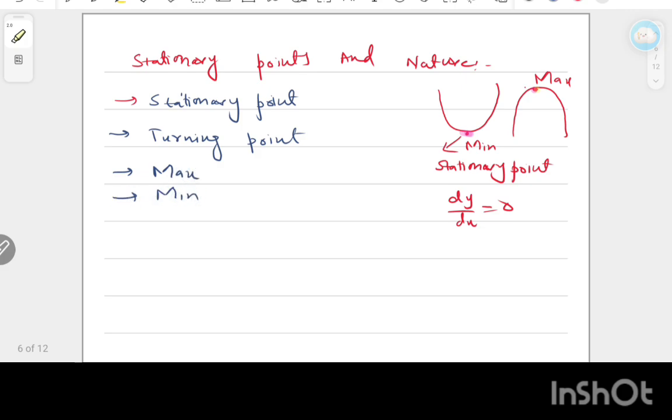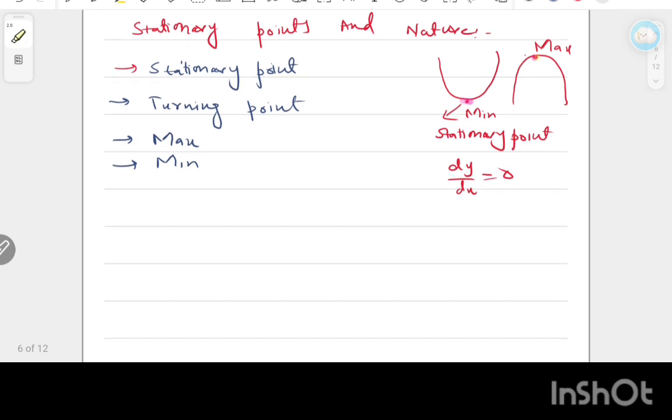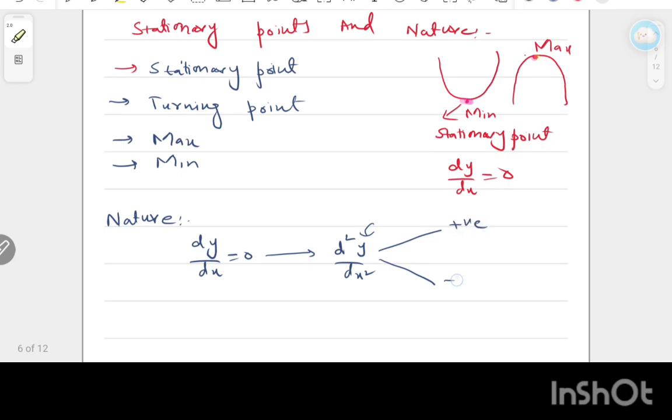Now we have to discuss the nature. What is the nature? It's very simple. First of all you have to find first derivative equal to 0. Here you find the critical point. Then there are two cases. If you take another derivative, the double derivative d2y by dx2, when you put the value of x in the double derivative, you get a positive value or a negative value.